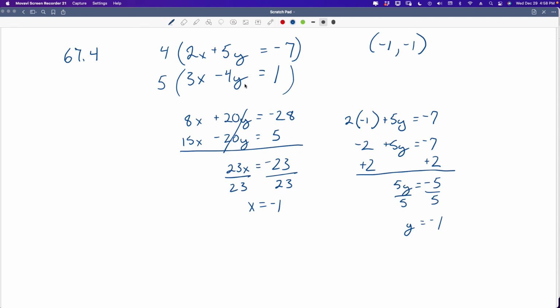So anyway, I solved for the y by multiplying that first so it would cancel. Then that left me 23x is equal to negative 23, so x was negative 1. So when I sub negative 1 in for the value of x on 2x plus 5y, I got negative 2 plus 5y equals negative 7, added 2 to both sides, got 5y is equal to negative 5, divided by 5 on both sides, and I got y is equal to negative 1. So the answer should have been negative 1, negative 1.